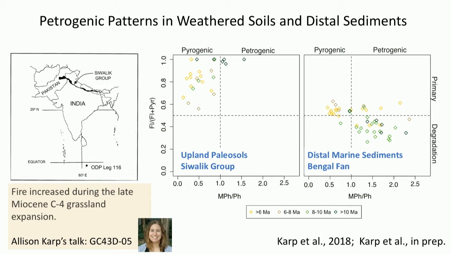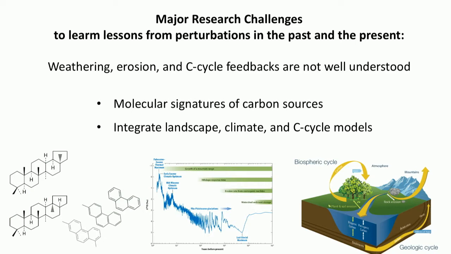And so the graph on the left shows samples up here from the Sawalik group in upland or soil environments, and then these are distal marine sediments. And you see this sort of movement from pyrogenic down to petrogenic down into degradation. And so we think there's a lot more information here to be unpacked, but it can help us study these perturbations and their consequences. Okay, and I'll just end with my last slide, I promise.